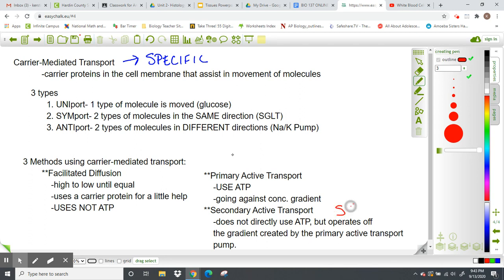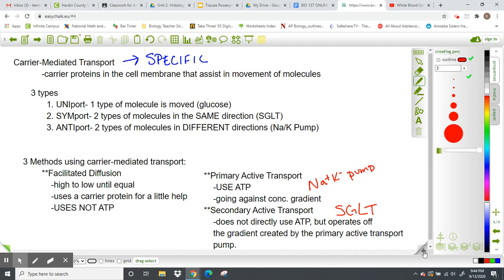So the sodium glucose transport is going to rely on the sodium gradient that is created by the sodium potassium pump. What this is doing is pumping sodium into the cell. That's creating a high concentration of sodium inside of the cell, which then allows the SGLT pump to move sodium and glucose out of the cell. So again, it's relying on the gradient that was created by the primary active transport pump. Those are your carrier-mediated transport.